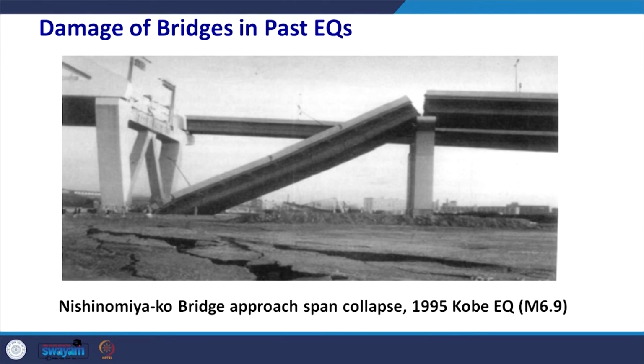This example is also from the 1995 Kobe earthquake of magnitude 6.9. Here the Nishinomiya bridge approach span collapsed, and this was the result of lateral spreading of the ground due to liquefaction failure. You could see that there are fissures, there are cavities on the ground, and these are due to the liquefaction. When the liquefaction occurred, the foundation failed, and once the foundation failed, the bridge got damaged.